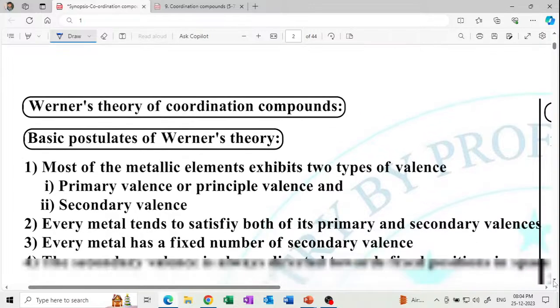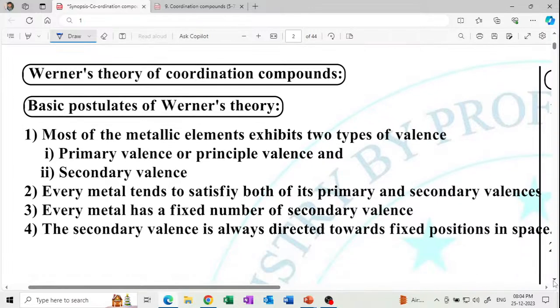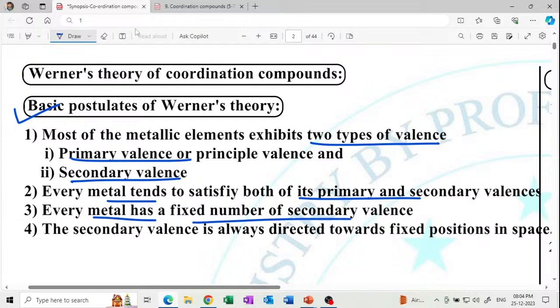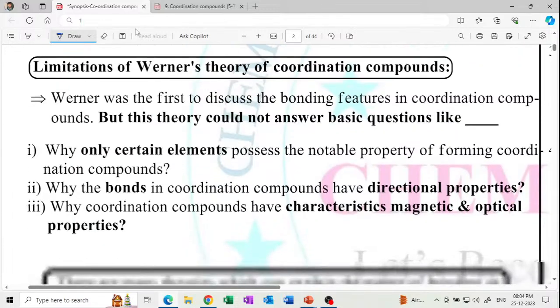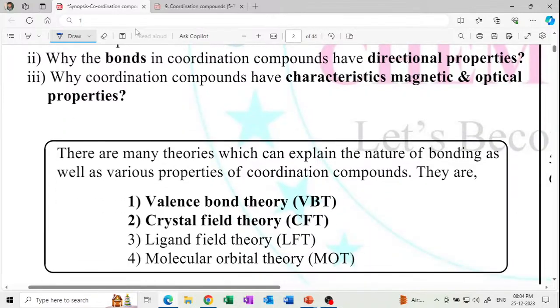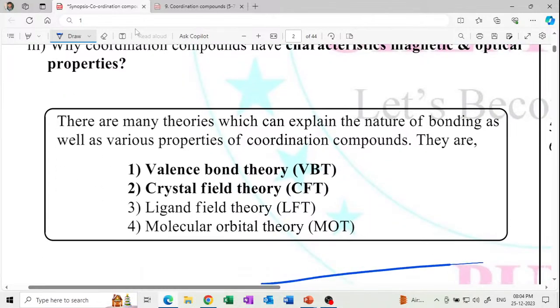Get it? Werner theory of coordination compounds. The basic postulates of the Werner theory of the coordination compound. There are two types of valency, primary valency and secondary valency. Every metal tends to satisfy both its primary and secondary valencies. Metal has a fixed number of secondary valency. Secondary valency is always directed in space. Get it? नोट करू शकता. Limitations आहे, पण limitations काय तुम्हाला विचारणार नाही. नंतर VBT, CFT. Get it?